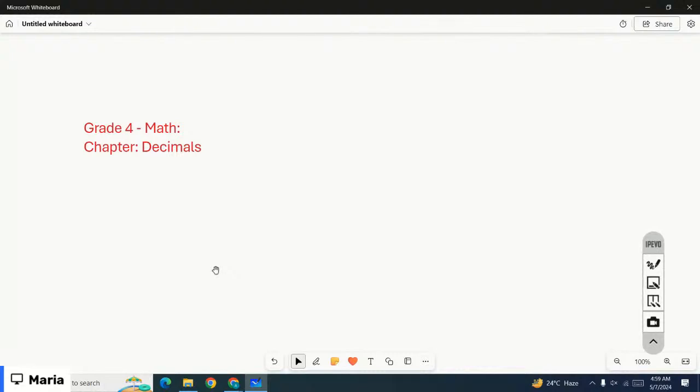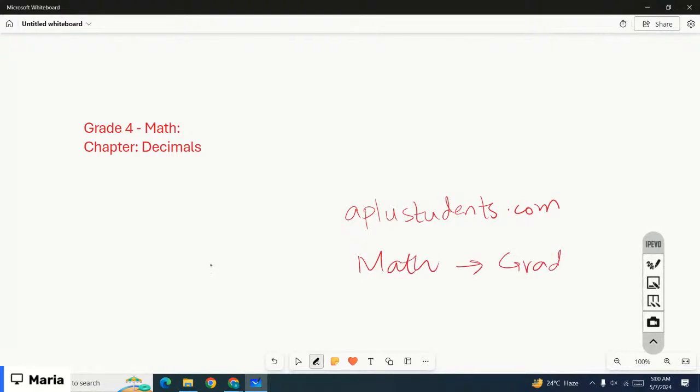You can find all the lessons on aplusstudents.com. You have to log in there using your email address and password as provided by the administrator. Then you have to select math from the subject tab. Scroll down to grade 4 and then click on view all lessons. So there you can find a list of the chapters. We're going to start with the chapter decimals.